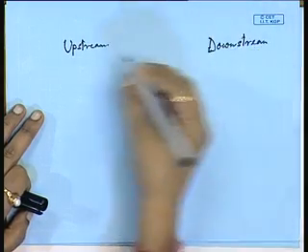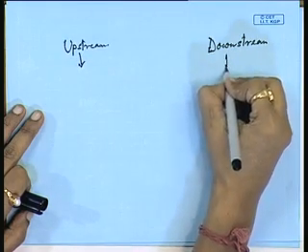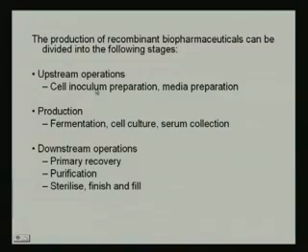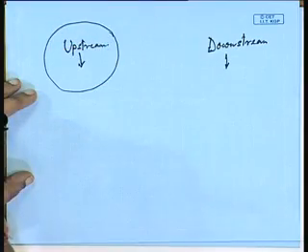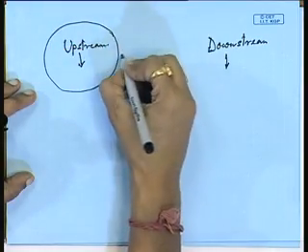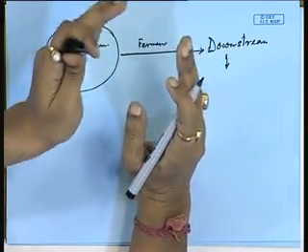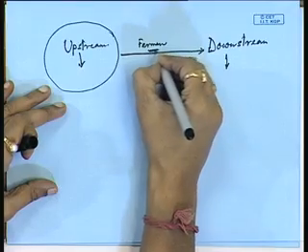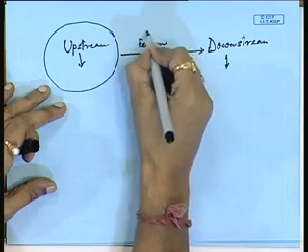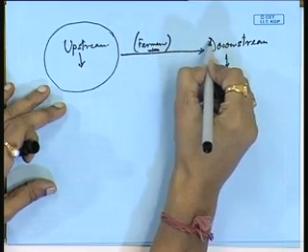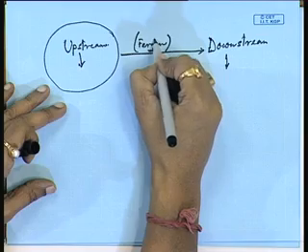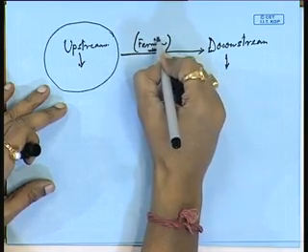Now, if we are talking about upstream and downstream, cell inoculum preparation, media preparation, sterilization, cooling, etc. are the processes that come under upstream processing. Then we go for the fermentation system, or the production of metabolites within a particular environment, which we call fermentation, and this fermentation is the intermediate between the upstream and downstream. As soon as this fermentation is over, the product is produced.